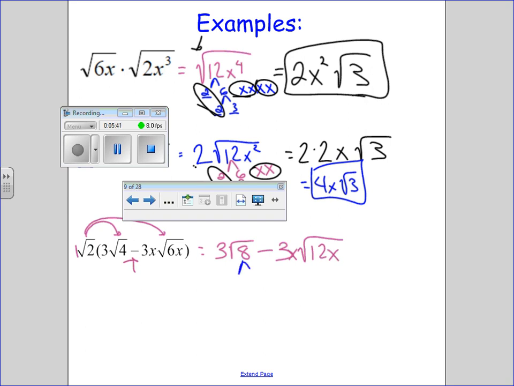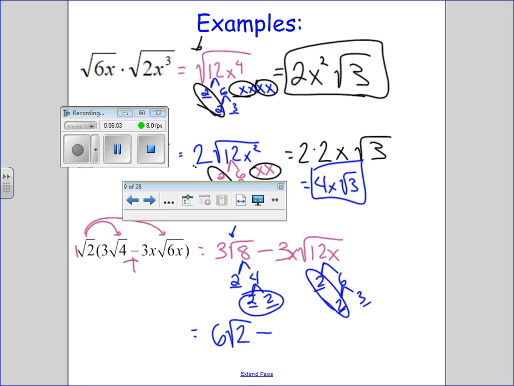And now I just need to simplify. So 8 is the same as 2 times 4, and 4 is the same as 2 times 2. I'm playing by my rules of pairs, so a 2 comes out here, leaving me with 3 times 2 outside, or 6, square root of 2. For my second part, I've got 2 and 6, and then 2 and 3. I'm looking for pairs. I see a pair of 2's. What's already outside, well, a minus sign, and then 3x times 2, which is 6x, and left inside is the square root of 3. So there we go.